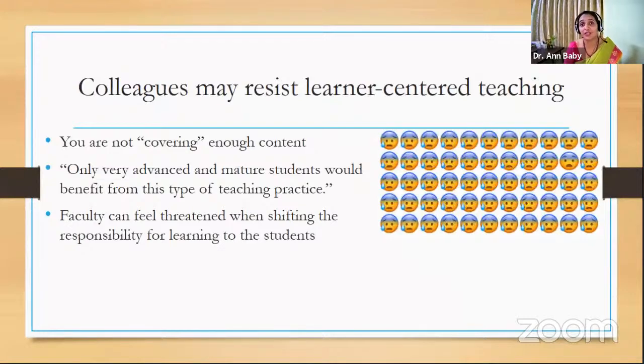Not only students, even your colleagues, they will criticize you, isn't it? They'll always tell you, you might not cover the syllabus in time. You go for these new approaches like learner-centered, you will not finish on time. They will even say, only the best in the class will be able to do it. It is not suitable for everybody. And you will also have that tension. Oh my God, till now I was teaching them the whole syllabus, and now I'm shifting the responsibility to them. How will they do it? So even your colleagues, they will resist.